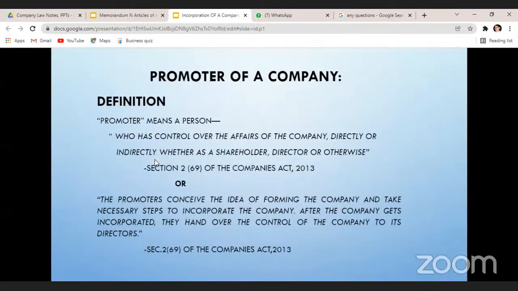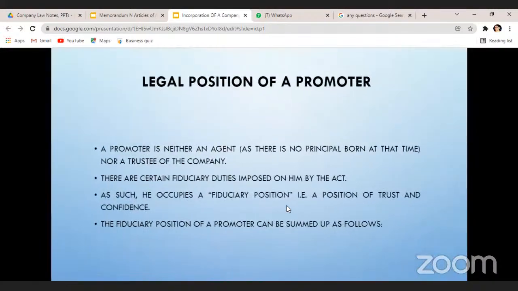From here, I'm coming back again. Who is a promoter? A person who has full control over the affairs of the company. He can be a director or a shareholder or another person. Generally, a promoter will give you an idea right from the idea of a business till its incorporation. He involves himself in the business, and he hands over the control of the business to the directors. So a person who is involved from the revelation of an idea to the incorporation of a company, we call a promoter.